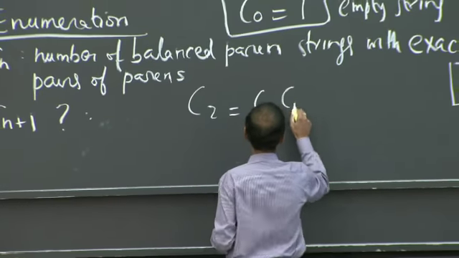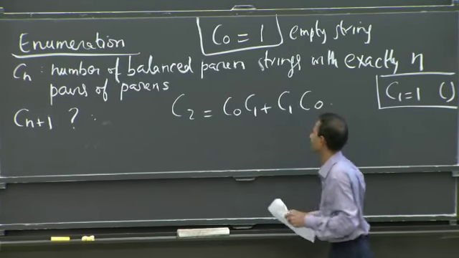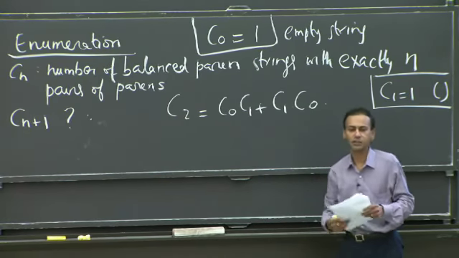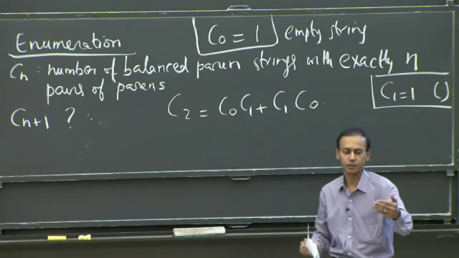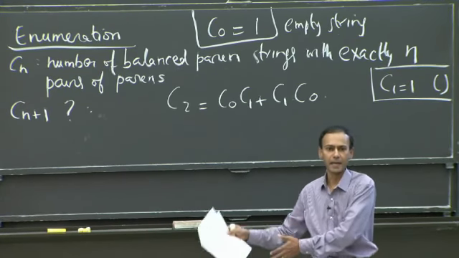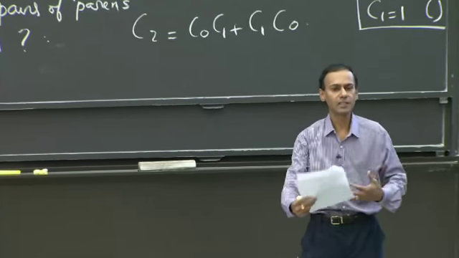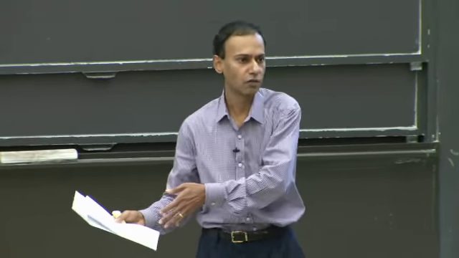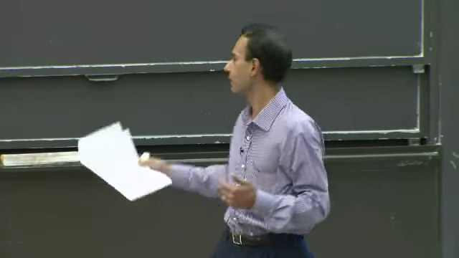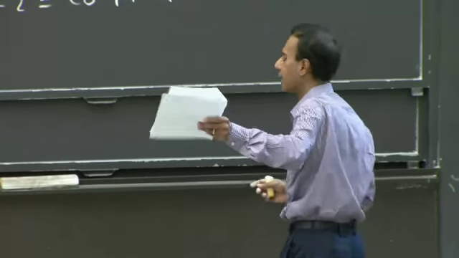C0 times C1. C2 would be C0 times C1 plus C1 times C0. Okay? And you're setting the alpha. So here's the thing. You set the alpha and you choose the alpha, and then you choose the beta. There's a couple of different ways that you could choose the alpha. You could make it an empty string, or you can make it the one string that you've generated so far, which is the standard simple string, the non-empty, non-trivial balanced string. And you could do that a couple of different ways with the alpha, and that's why you have two terms over there.